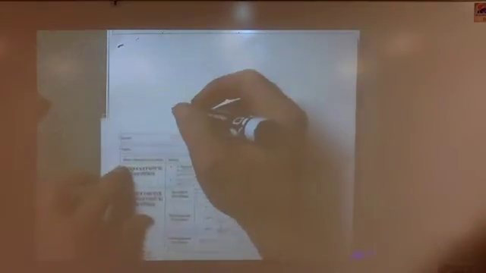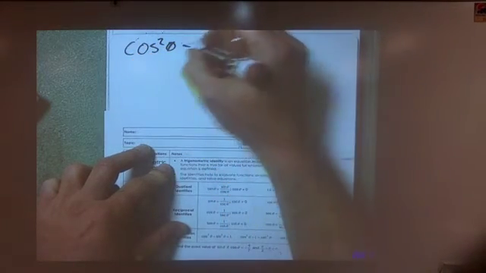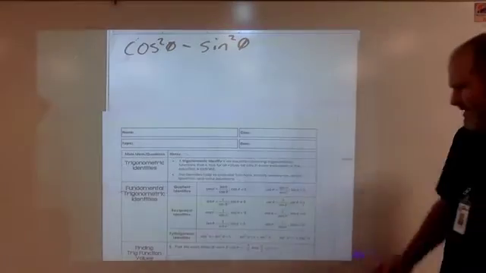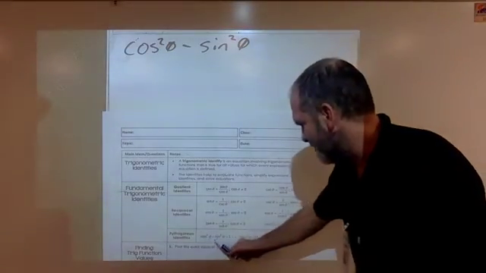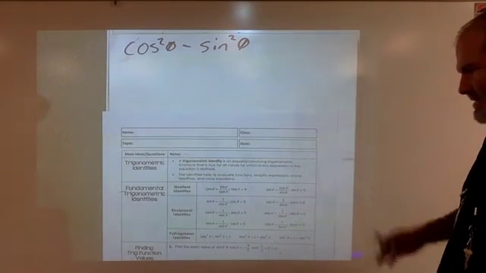Another squared one here. Cosine squared theta minus sine squared theta. All right, and we almost have that. We have cosine squared plus sine squared is equal to 1. This is cosine squared minus sine squared. It's not equal to negative 1.